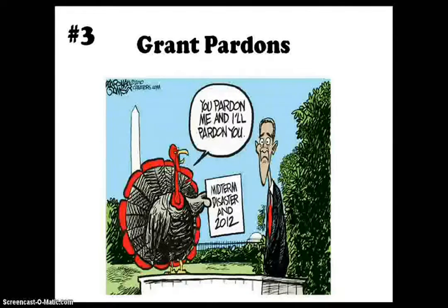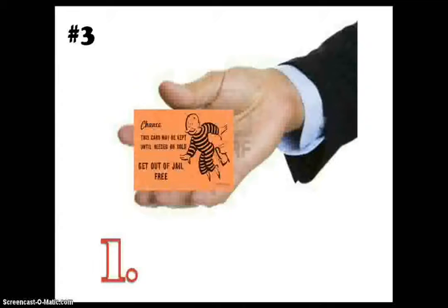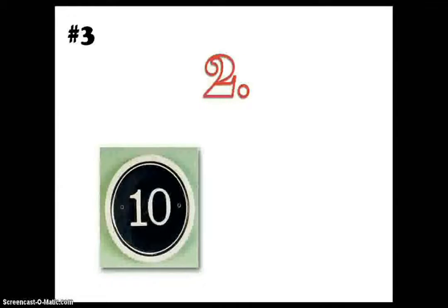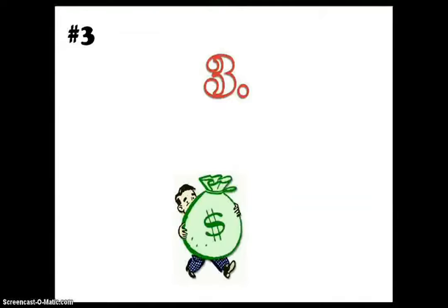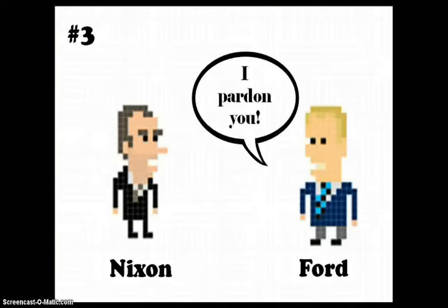With pardons, the President can either, number 1, grant a full pardon, meaning the convicted person will be totally forgiven for the crime and receive 0 punishment. Number 2, the President can lessen the person's punishment from, say, 10 years to 5 years. Or number 3, the President can drop fines. One notable example is President Gerald Ford's pardon of Richard Nixon for the Watergate scandal.